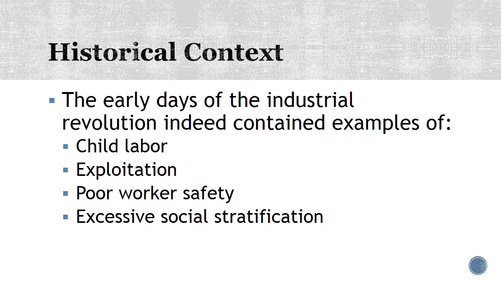So one of the things that's very important, and this is one of the things that the text very much focuses on, is the situation that Marx and Friedrich Engels are writing in response to, and that's this context of the early Industrial Revolution. The early days of the Industrial Revolution indeed did contain examples of child labor, exploitation, very poor worker safety, and a lot of excessive social stratification. That is, some people got fabulously filthy rich and other people were just desperately, desperately poor. And what was worse is that a lot of the super rich got that way simply by taking advantage of the poor and making their lives worse.